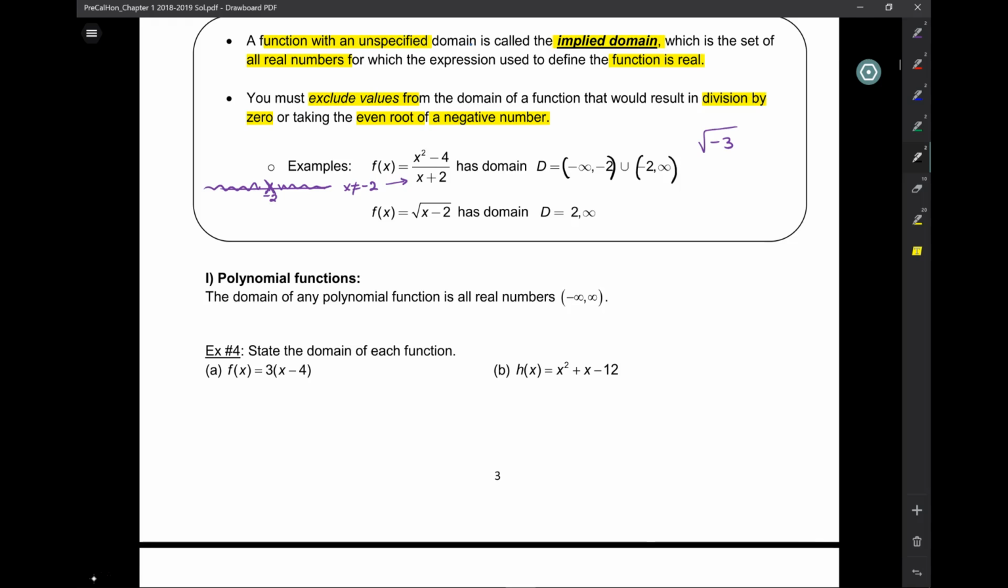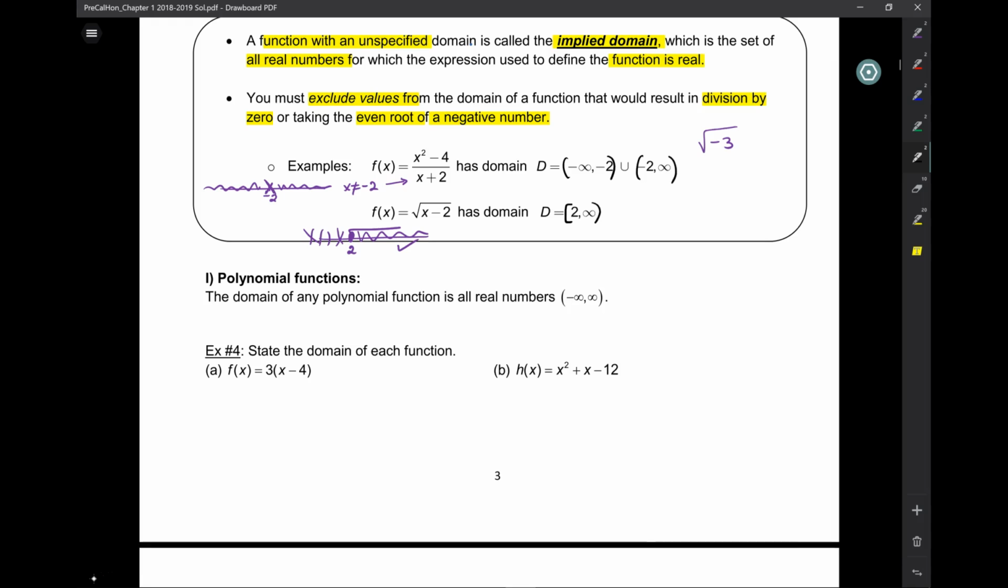What about this one? Is it okay to have a 2 for x? Yeah, because then you get root 0, which is 0, and that's fine. Is it okay to have anything less than 2? No. Greater than 2? Yes, you could have greater than 2. So this is what you can't have, but everything here is cool. So the domain here is 2 to infinity.